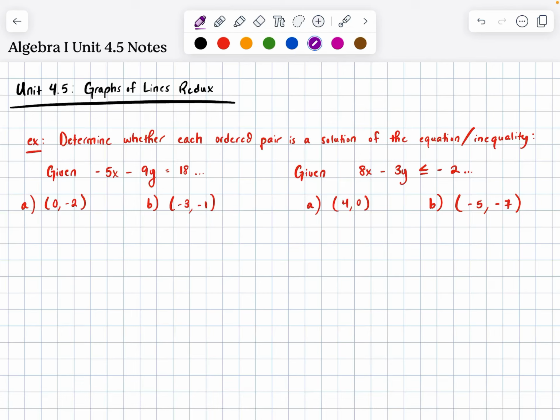What's the tea, honeybee? Welcome to class 5 of Unit 4, Graphs of Lines, Redux. So the idea today, we're revisiting everything that we've done thus far in Unit 4. We want to make sure that we have a really firm grasp on it before we move on.